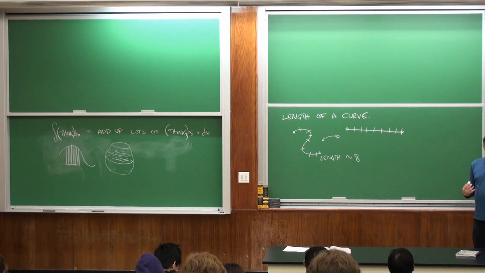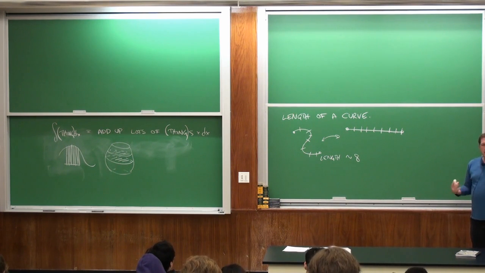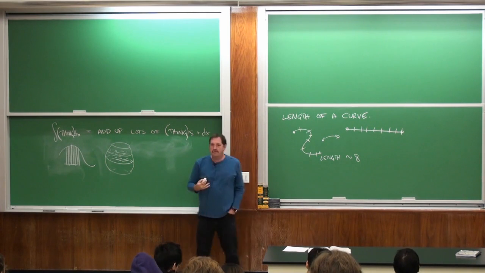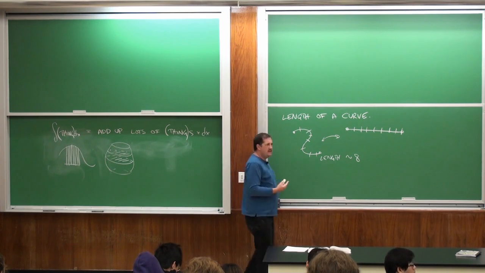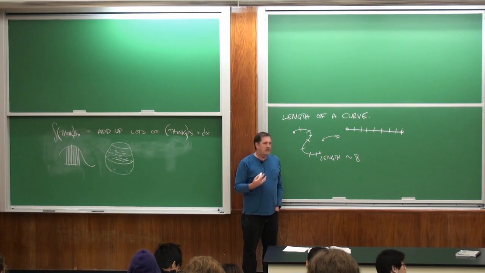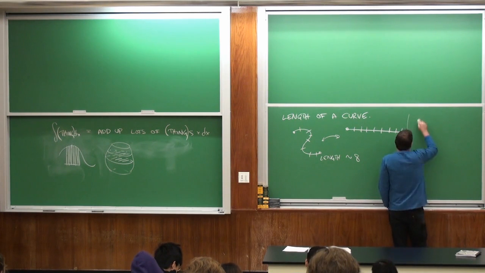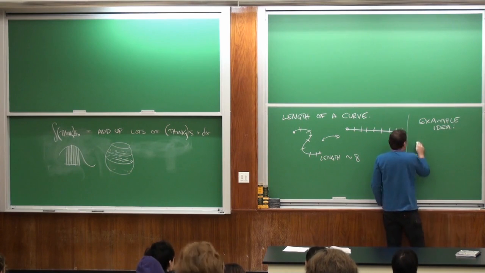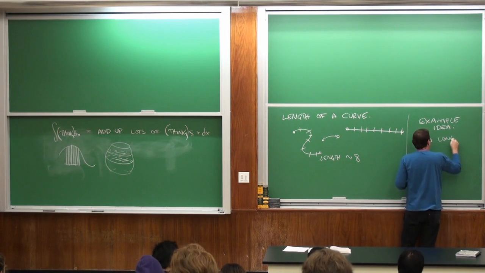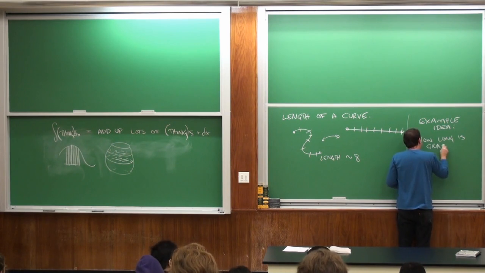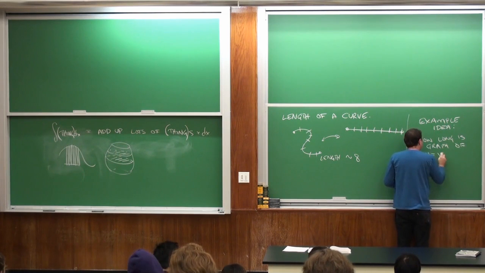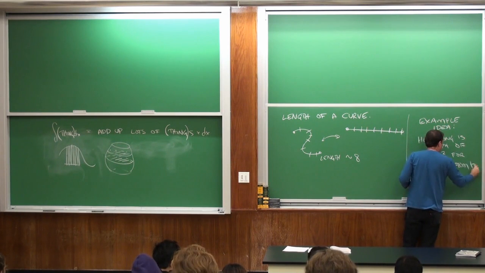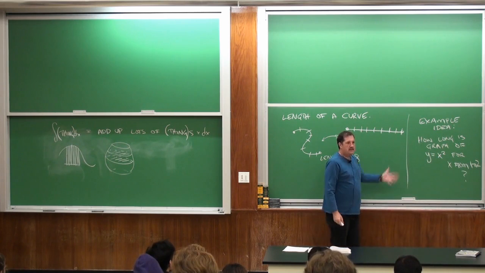So how can we formalize this idea into something that we can use calculus to understand, if we know that this length is given by some function? Is the question I'm asking clear? So for example, how long is the graph of y equals x squared for x from 1 to 2? That's the kind of question I want to answer.